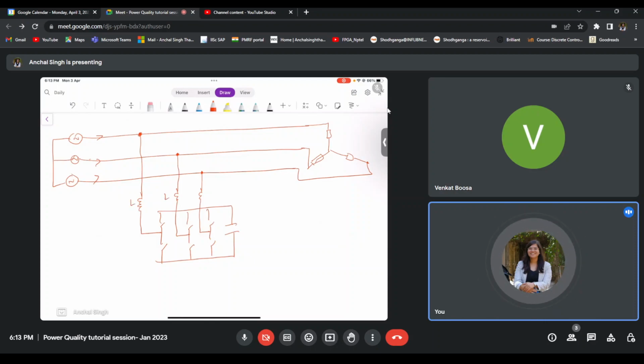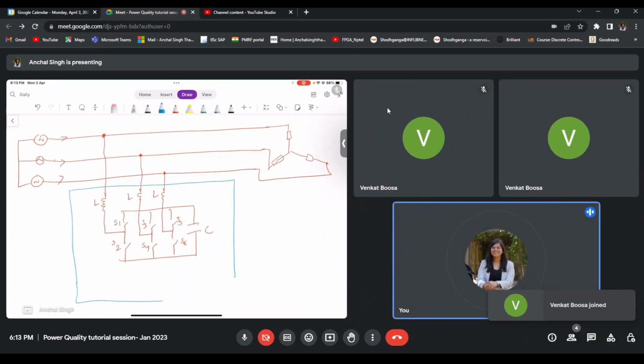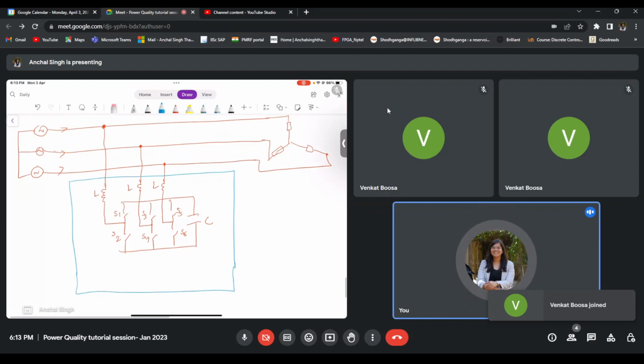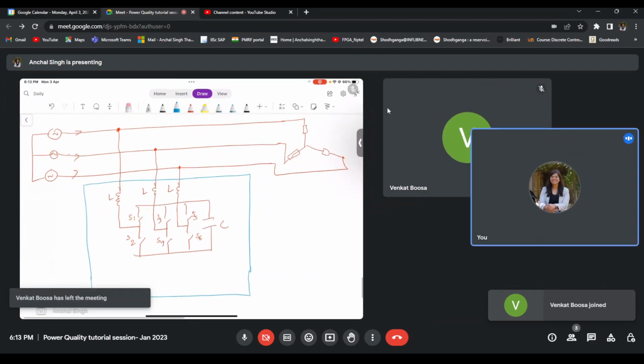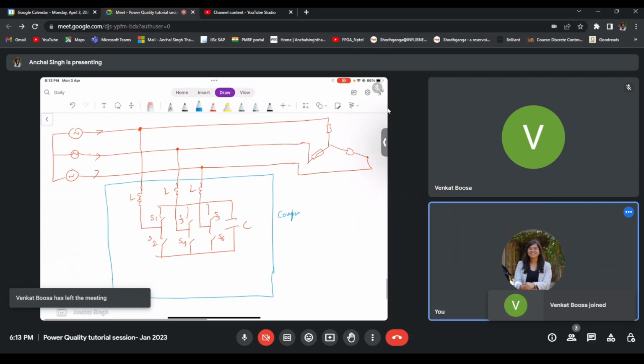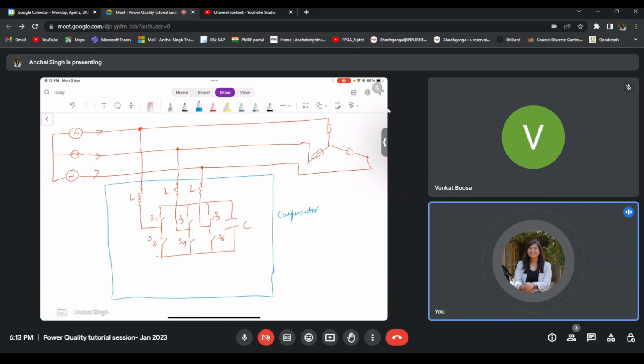So let me say these interfacing inductors are of value N, this DC link capacitor is of value C, and these are my switches S1, S2, S3, S4, S5 and S6. This is the hardware that I will be connecting. In the physical system, all these things will be present inside a big box that we have been looking at. We have looked at a few images of the compensators, right? So this will be that compensator box. In this box, this hardware will be present.